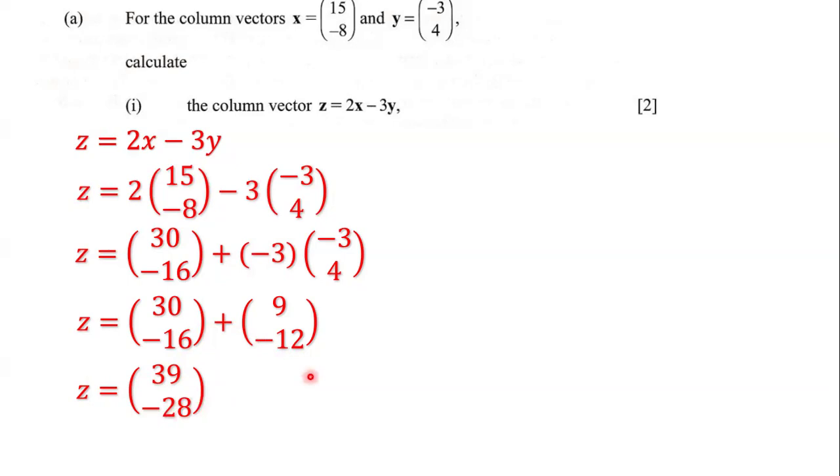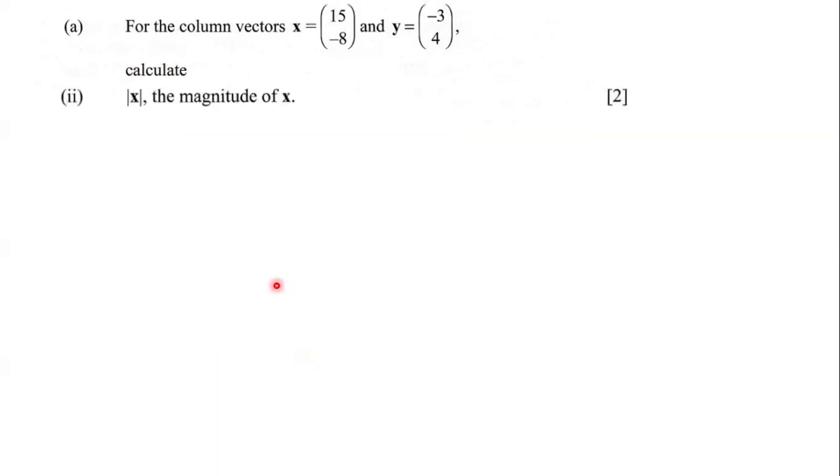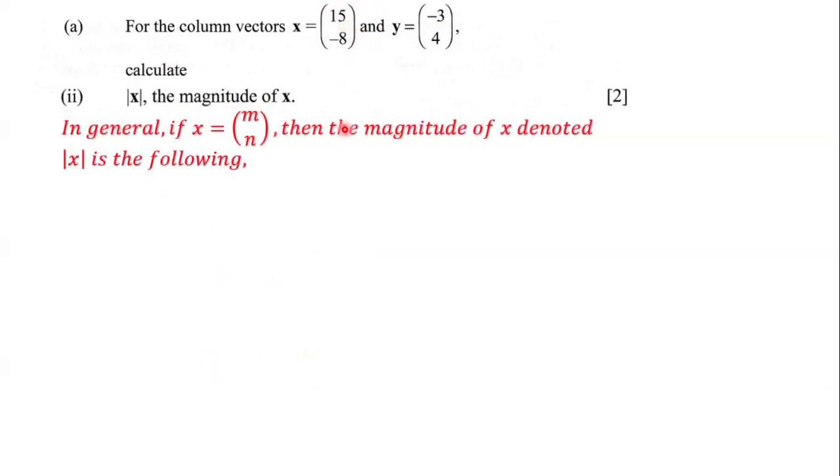Okay, let's move on to the next part of this question. It says, calculate the magnitude of x. So this is the vector x. And in general, if we're trying to figure out the magnitude of a column vector that has two components, how do we do that? Well, all we need to do is take the first component and square it, take the second component and square it, add that sum, and then take the square root of that sum. And that's basically what the formula is saying.